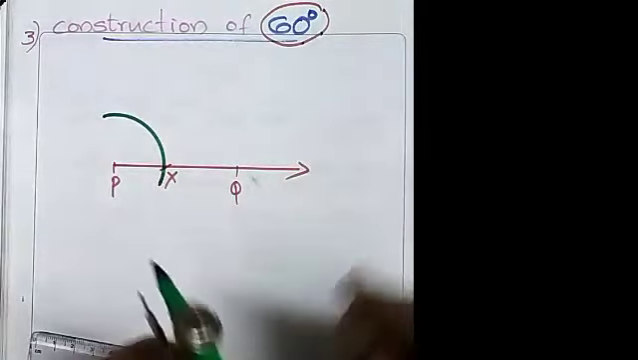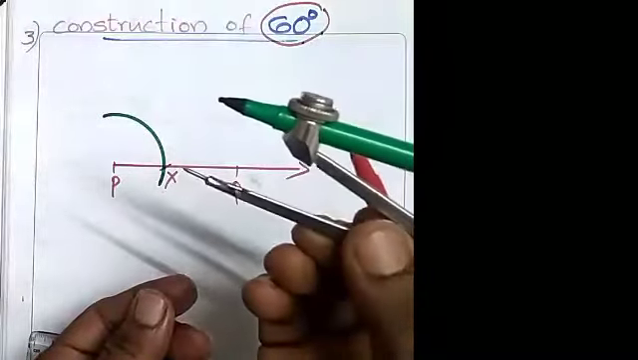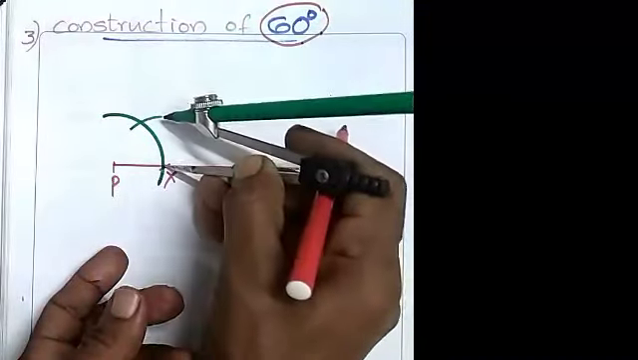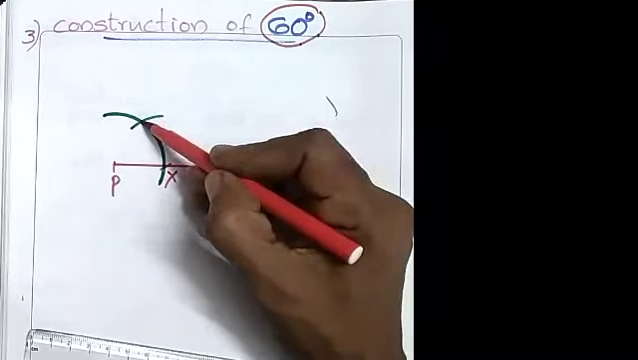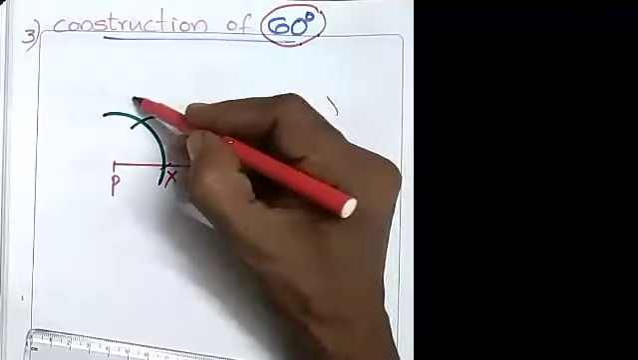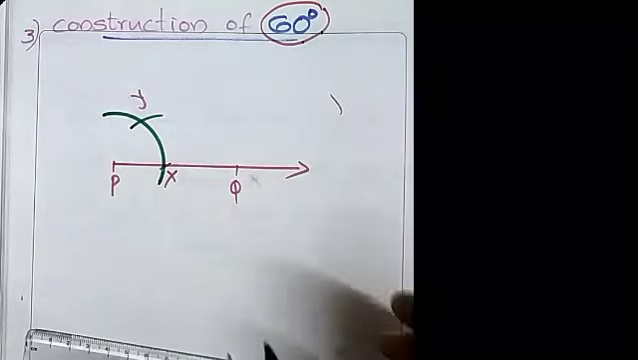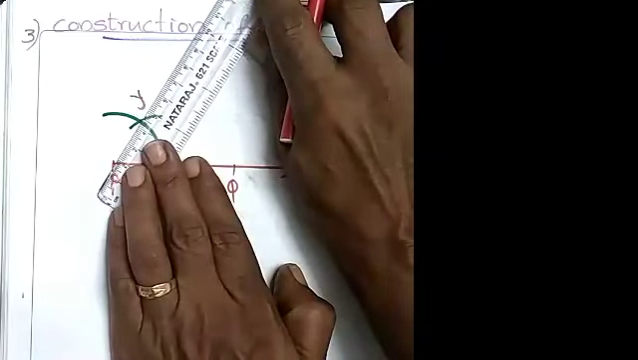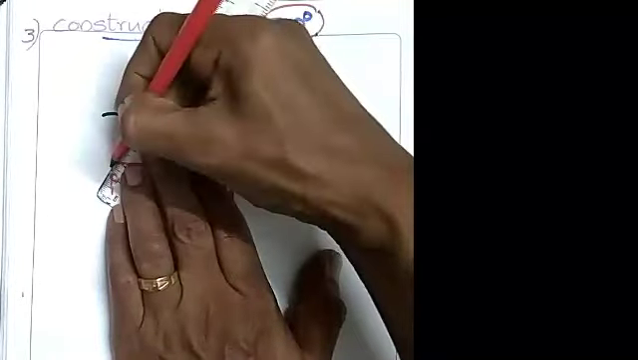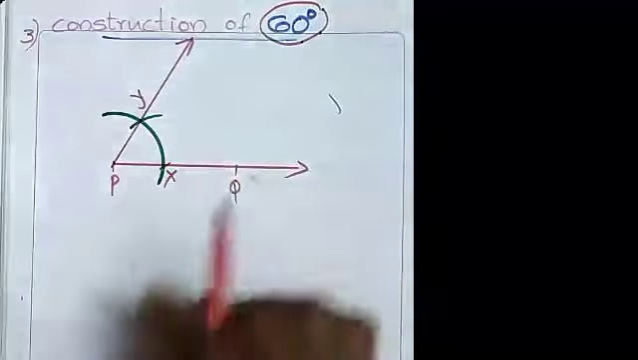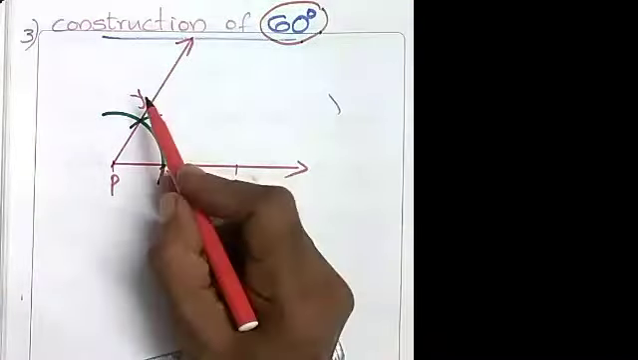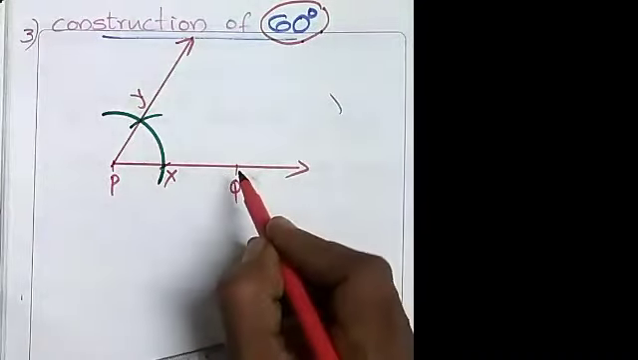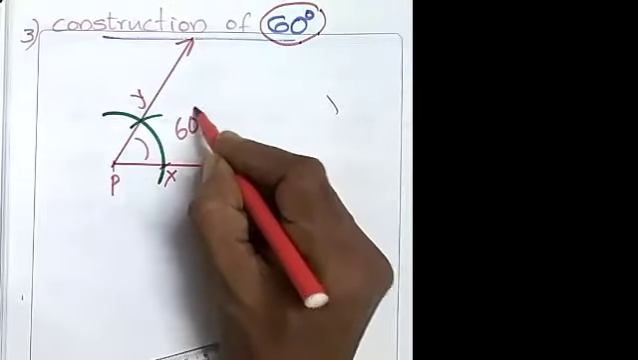Now the next step is with X as center and the same radius. Without changing the radius, with X as center, draw another arc. Now you can see one more point you got. So the two arcs intersected at this point. This point is Y. The next step is just you join PY. Join PY. You are getting ray PY. This angle YPX, or we can say YPQ, has measure 60 degree.